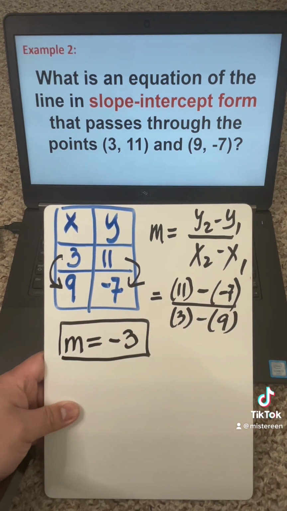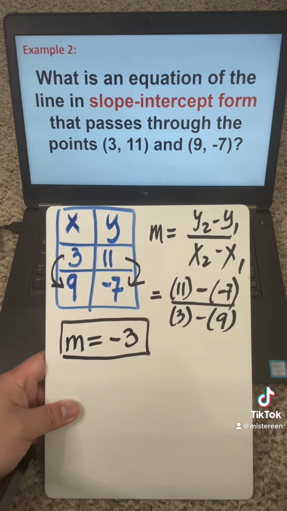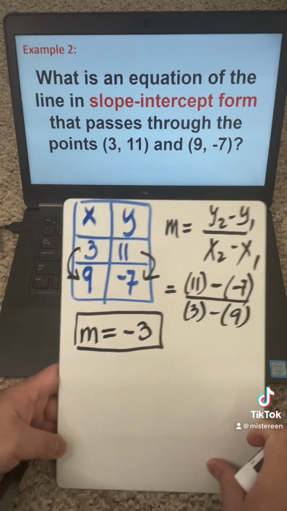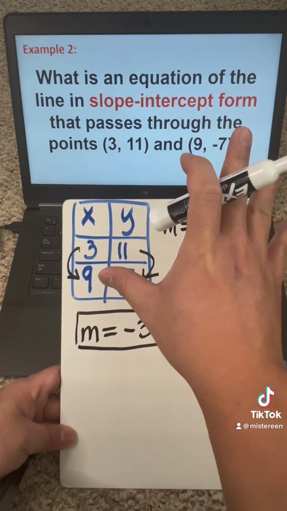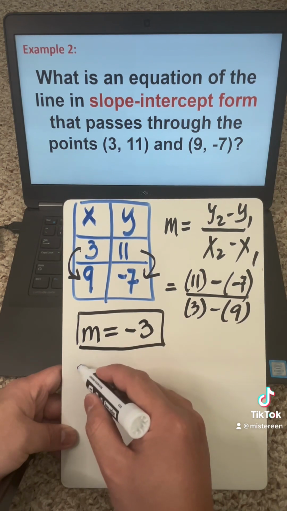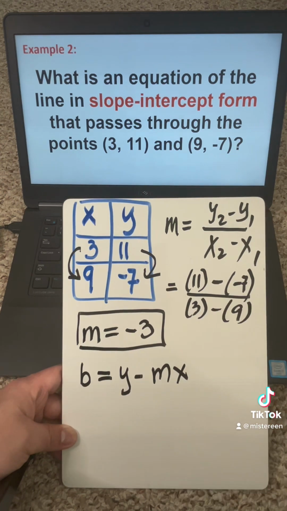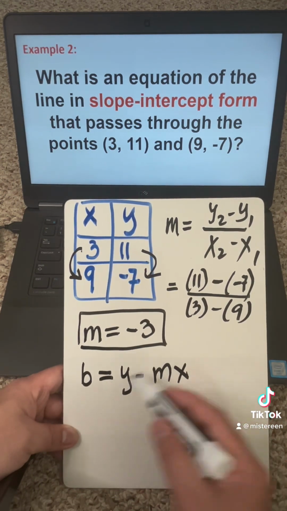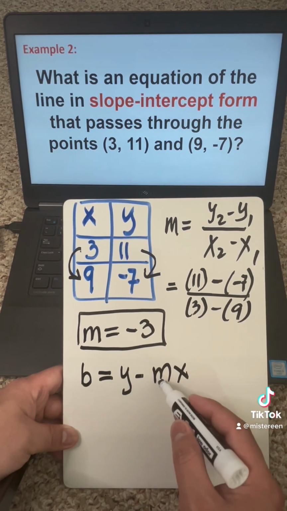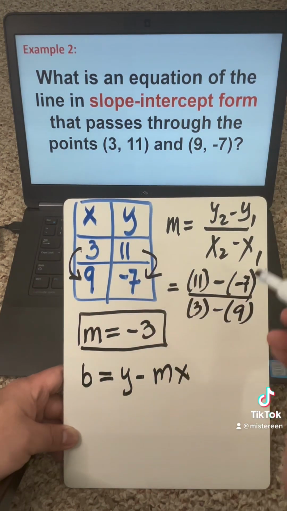So step one is to find the slope using this formula. Step two is to find the y-intercept. Remember, we don't have the y-intercept in this problem. It's not given, but we can calculate it following the formula b equals y minus mx. Remember, you can use this formula if you have x and y and you have the m. For your x and y, you can pick any pair from this table. Doesn't matter which pair.